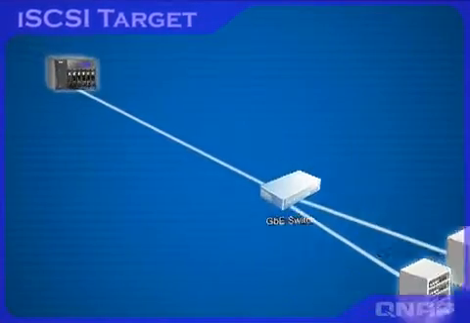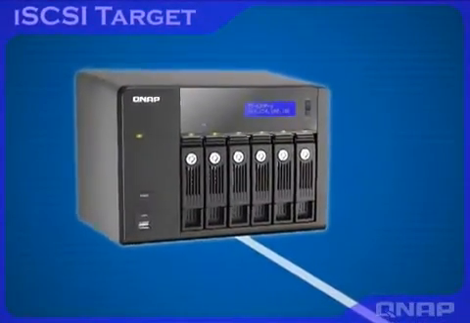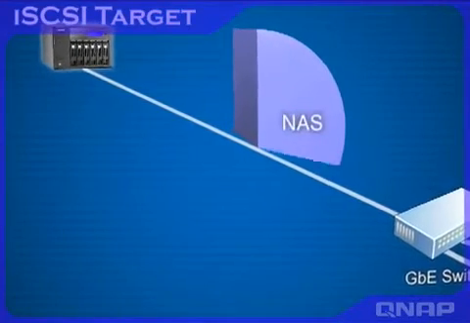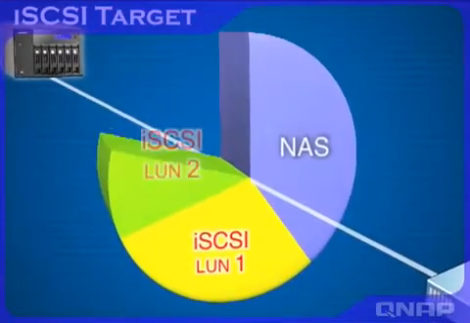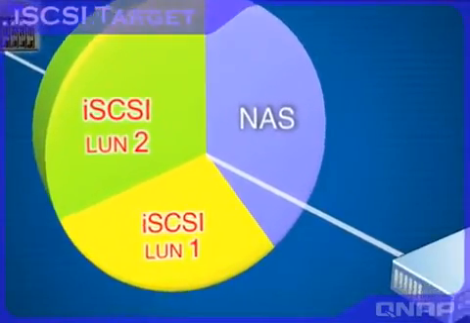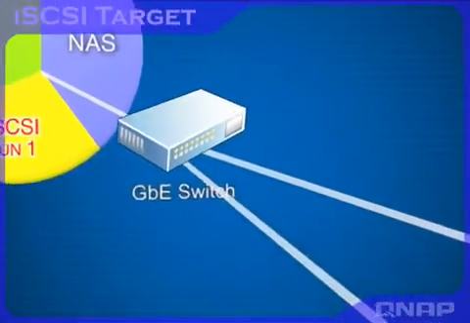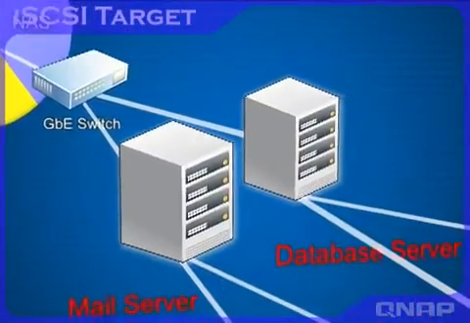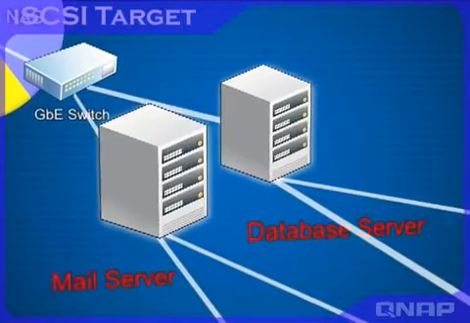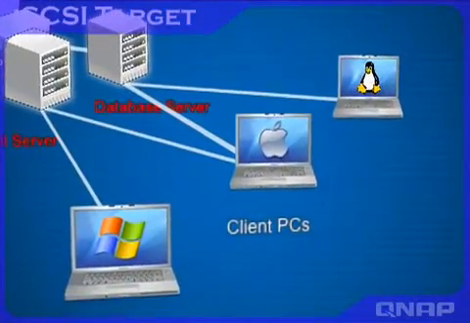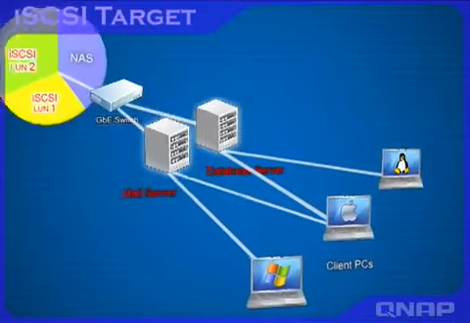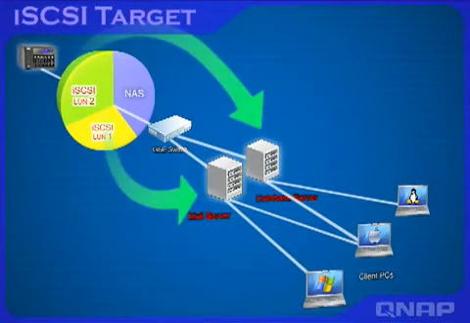The TS-639 Pro can act as a NAS and iSCSI target server at the same time. It provides a cost-efficient iSCSI solution to set up an IP SAN. Different iSCSI target LUNs can be defined as storage expansion or backup destination of the existing application servers, such as database servers and mail servers. Thin provisioning is supported, which enables you to flexibly allocate the capacity of the iSCSI targets.